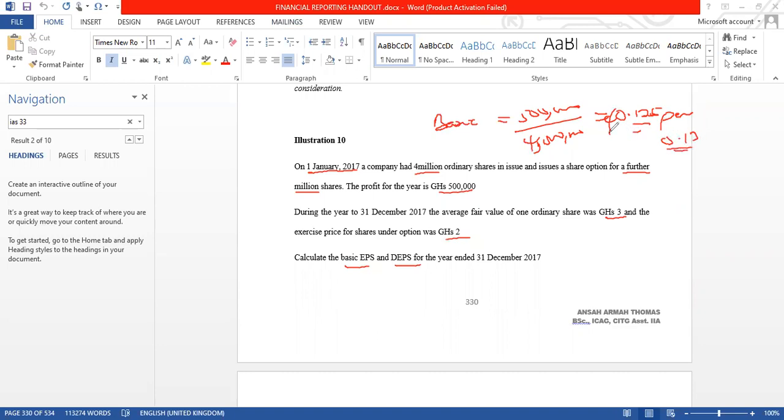Okay. The options, well, we need to find the bonus component. We just add it up. Okay, so our earnings will not change under options. What we need to go through here is that we have a further million. They said a further million. So we have 1 million. That is our option. Multiplied by what is our fair value? Our fair value was 3. Exercise price is 2, all over 3.